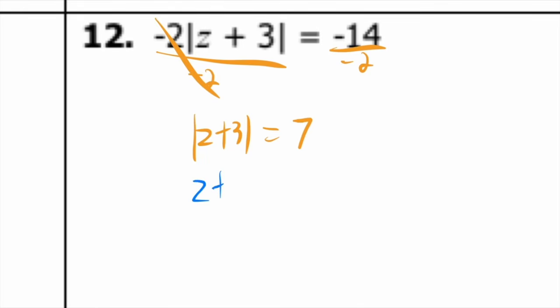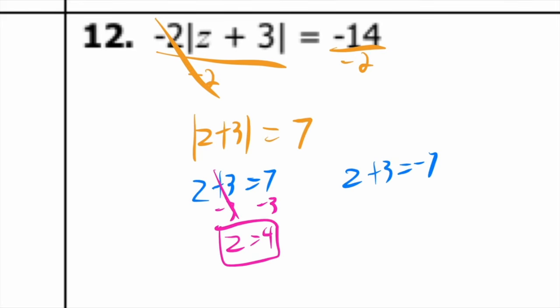Now I make my two equations since my absolute value is isolated, and I get z plus 3 equals 7, as well as negative 7 in my two different equations. And now as I continue to solve these, I subtract 3, and I get z equals 4. And the other one, I subtract 3, and I get z to equal negative 10. And just like before, if you were to plug in either or both of these answers one at a time, you'd end up getting it equaling the other side of negative 14.